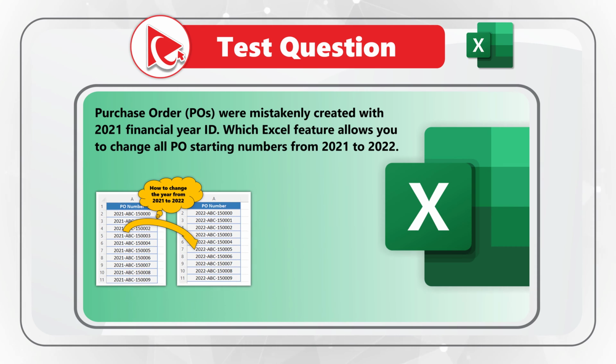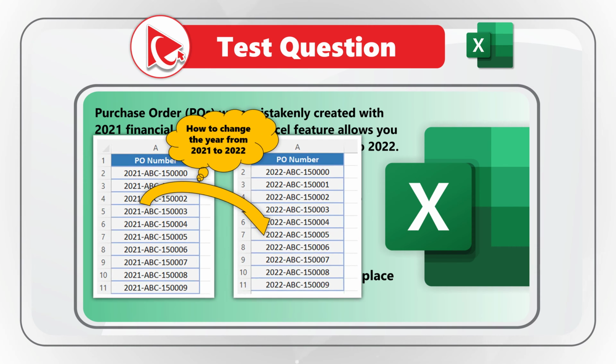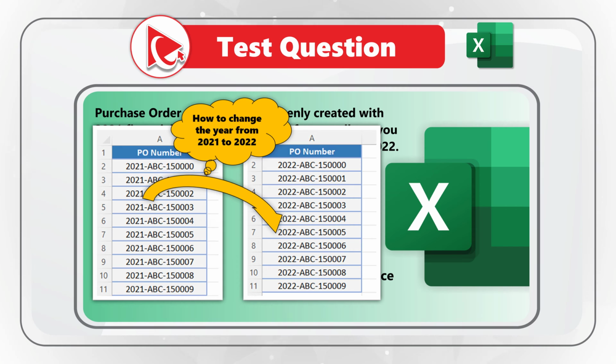And you have 4 different choices. Choice A, consolidate. Choice B, flash fill. Choice C, goal seek. And last but not least, choice D, find and replace. Take a close look at the purchase order numbers in Microsoft Excel and see which feature you would choose to complete the action. Did you figure it out?